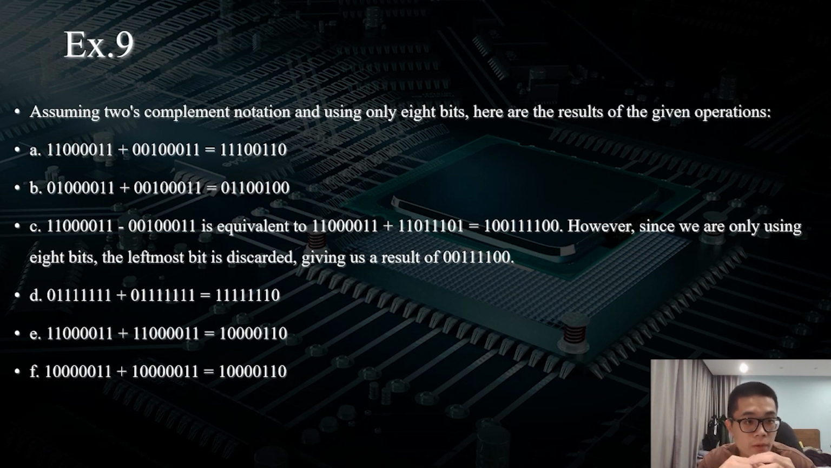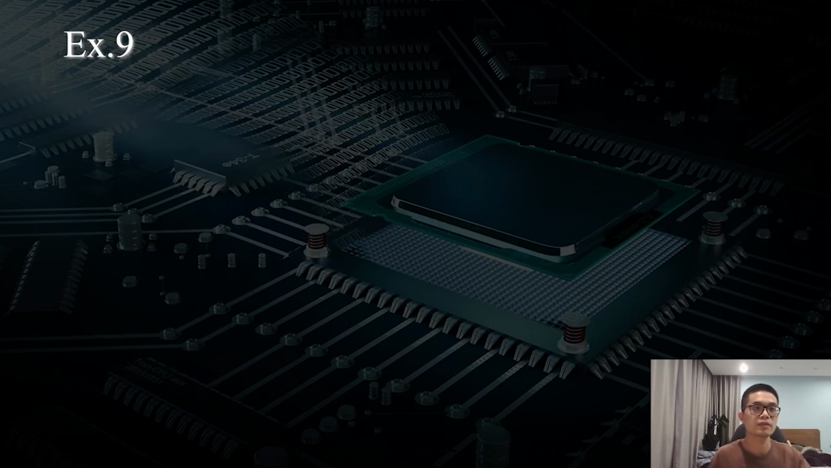So we subtract two numbers, which is equivalent to adding the two's complement of the number, and we have the result 100111100. However, since we are only using 8 bits, the leftmost bit is discarded, so the final result of C is 00111100.